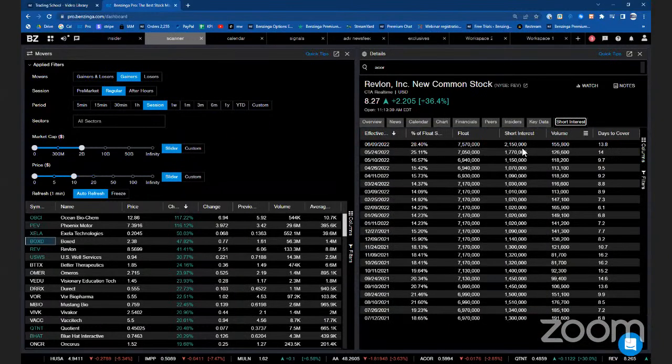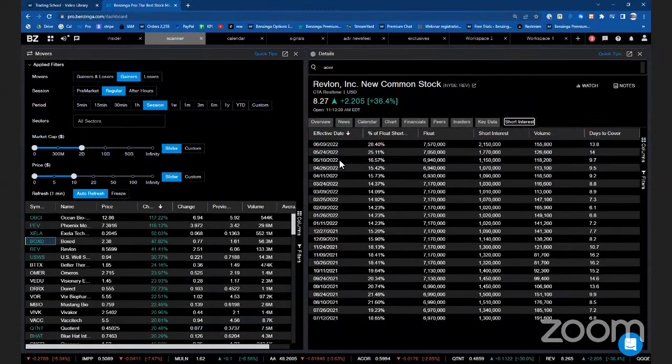So some of you guys are asking about the short interest on Revlon. I don't know if it's high or not. But keep in mind, we have short interest data on Revlon, right? And this is a stock that is just ripping higher. So I don't know if it has high short. I did see that the cost to borrow is like 500%. But you can see here the effective date, June 9th, 28% of the float was short.